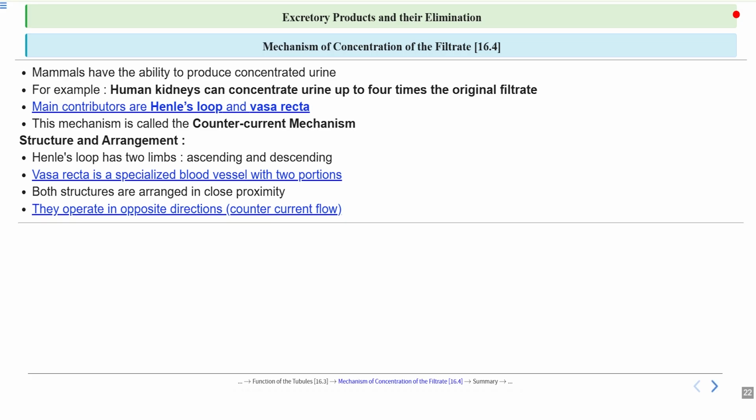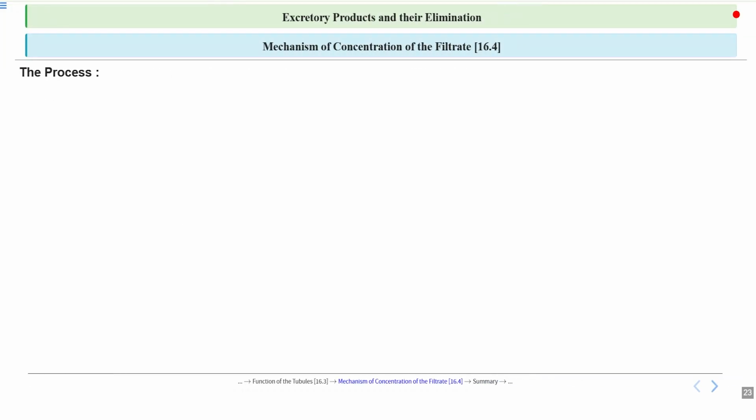So we have covered the ability of mammals to concentrate urine, the structures involved, and how their arrangements and direction of flow make this process possible.